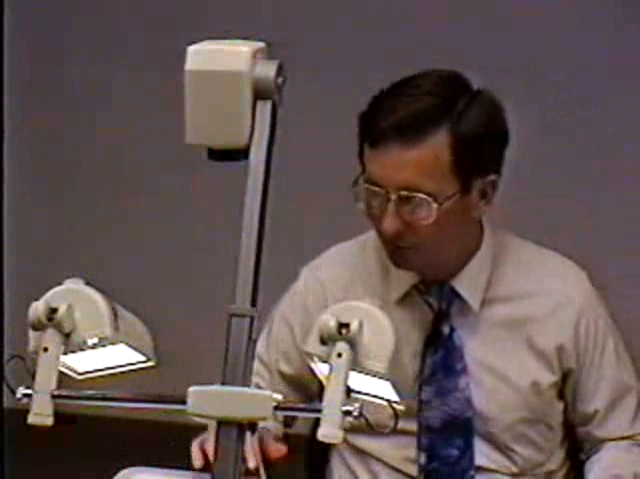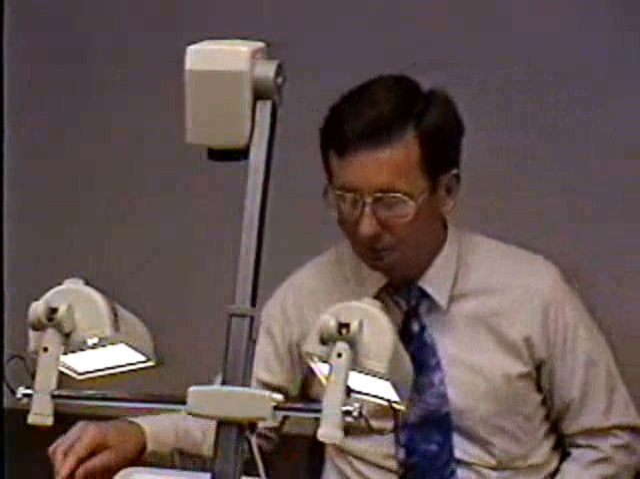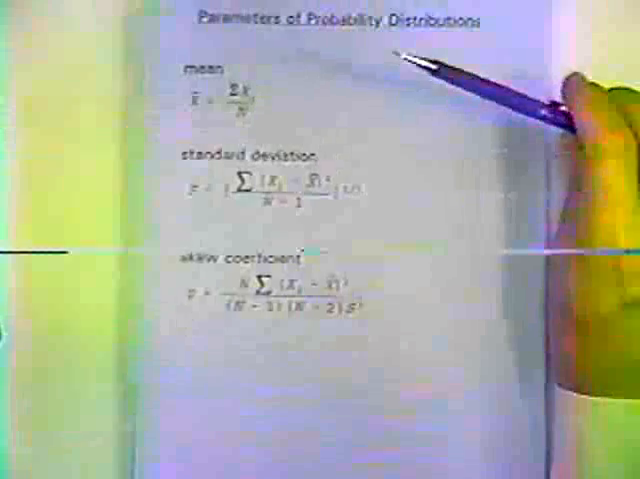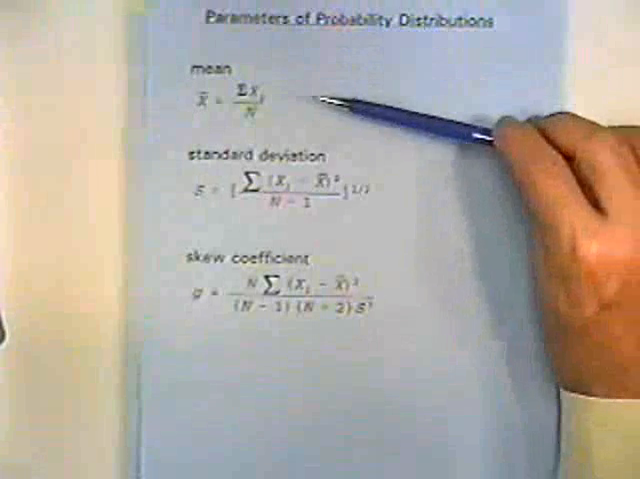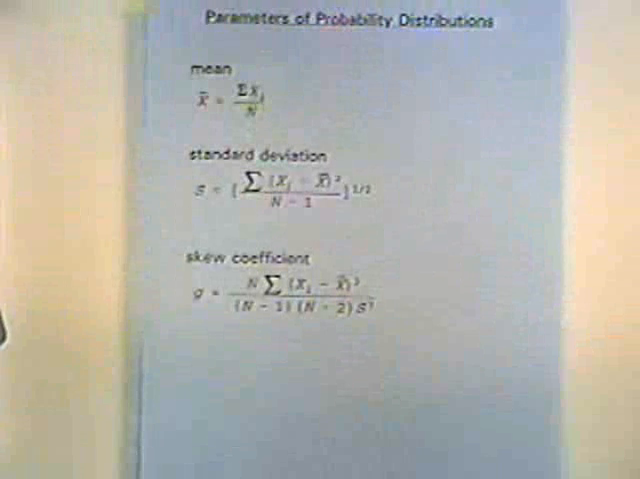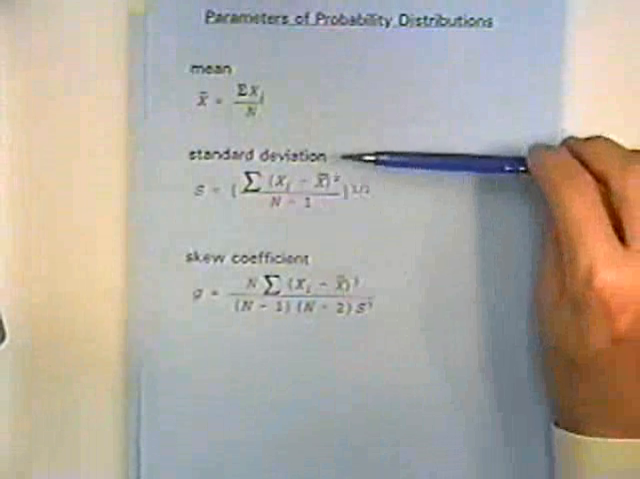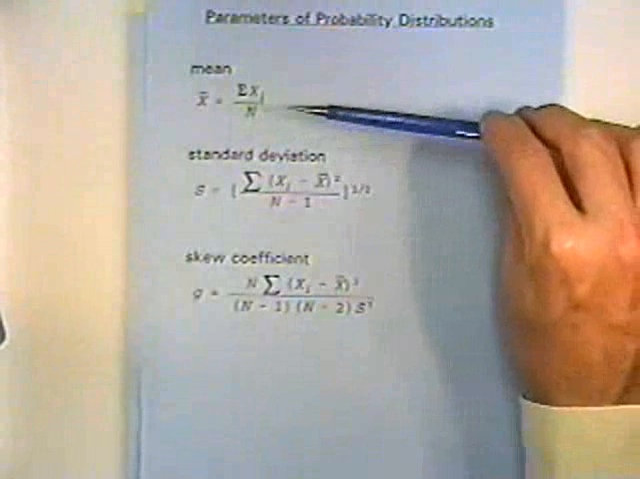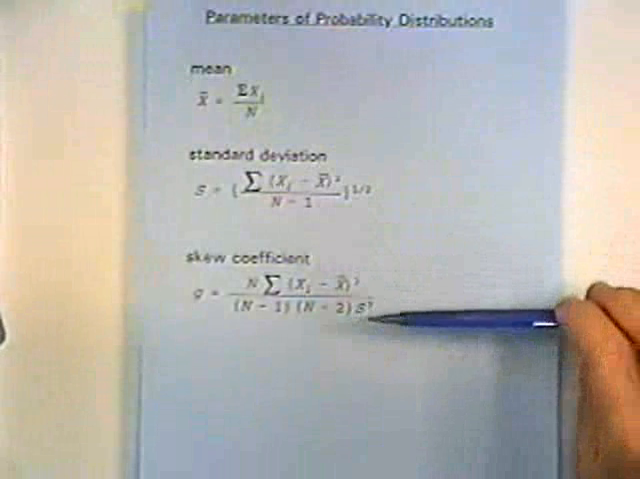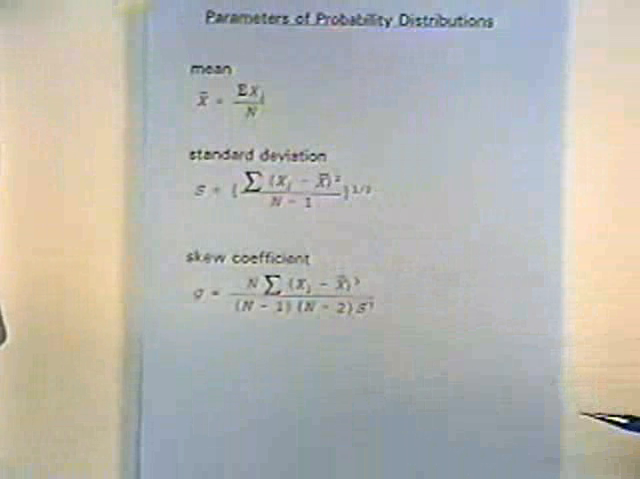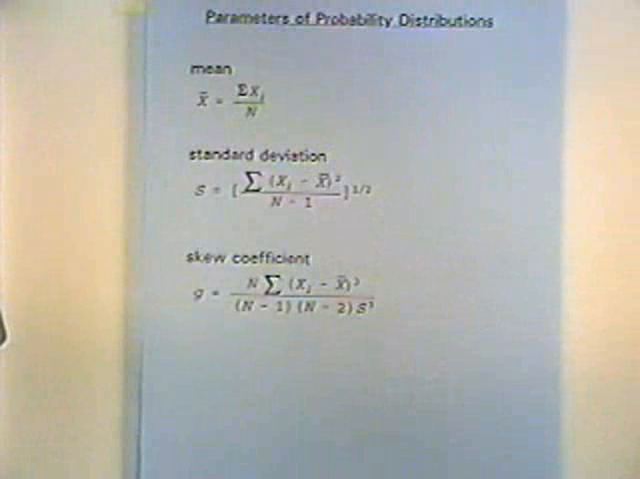Probability distribution functions have parameters to calibrate the model to the real-world data, and those parameters are the mean, the standard deviation, and the skew coefficient. Most calculators will have the mean and the standard deviation. Many will not have the skew coefficient built into the functions in the calculator.